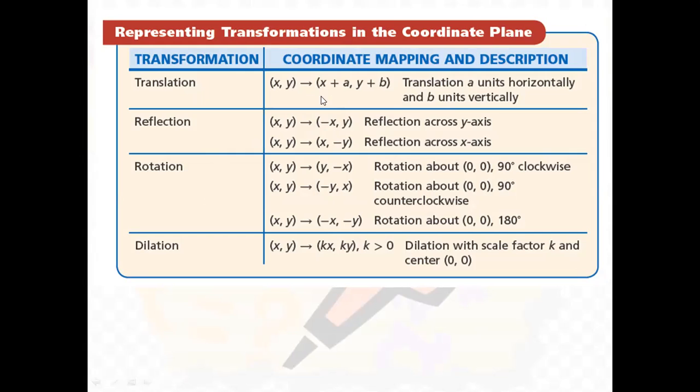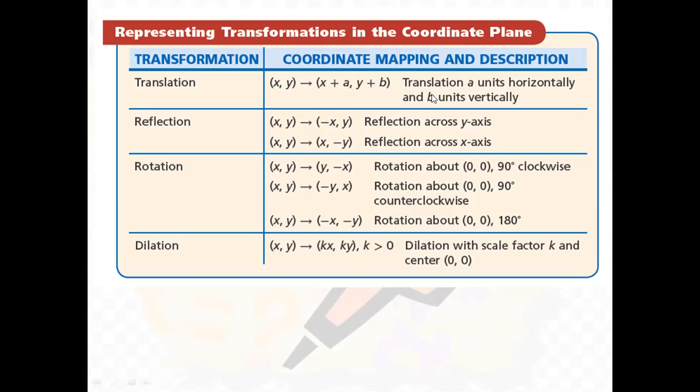So in translation, you will have to either add or subtract a, that is, a can be any number. It depends on the question or on the rule which you are finding out. So this a and b here stand for any number. a can be any number, b can be any number. So we will add or subtract values to x and y.